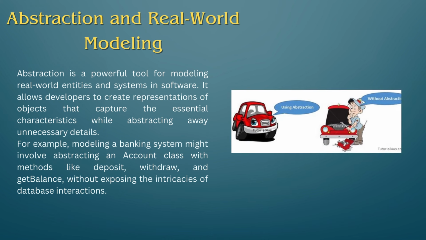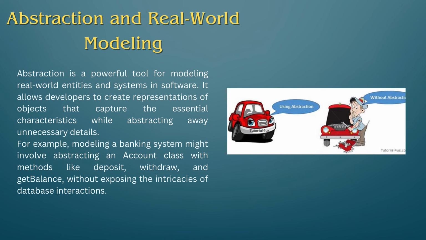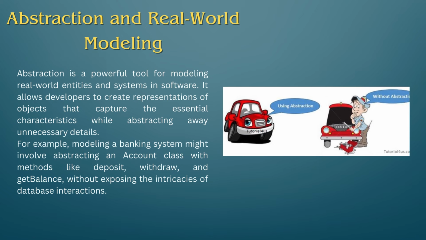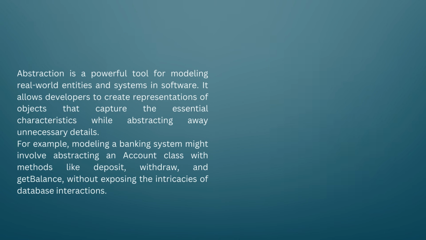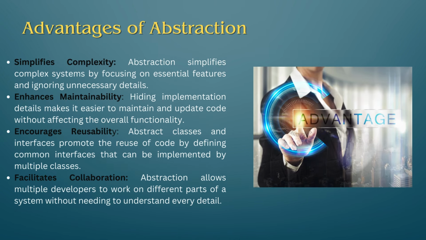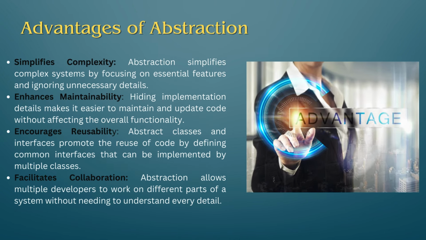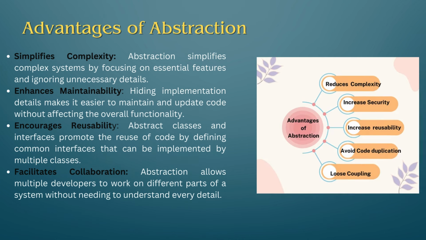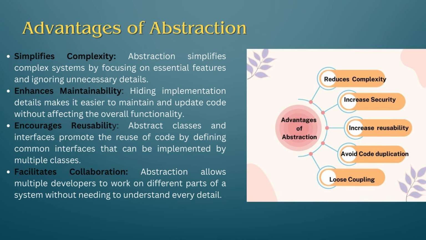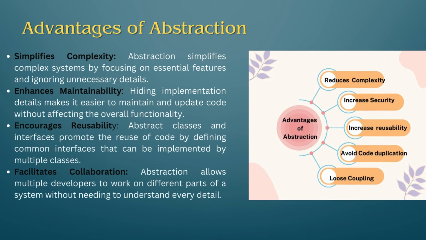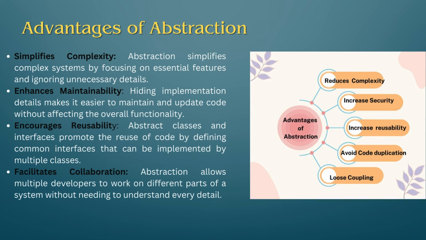Abstraction and real-world modeling. Abstraction is a potent tool for modeling real-world entities, like abstracting an account class in a banking system. Advantages of abstraction. Abstraction brings several advantages to programming. It simplifies complexity, eases maintainability by hiding implementation details, promotes code reuse, and facilitates collaboration among developers.